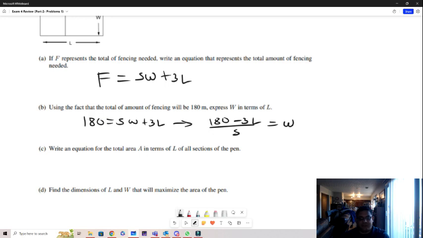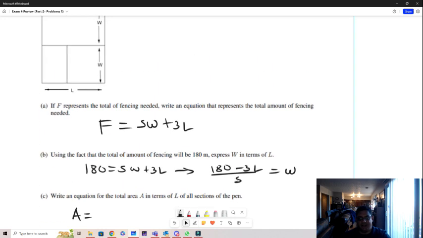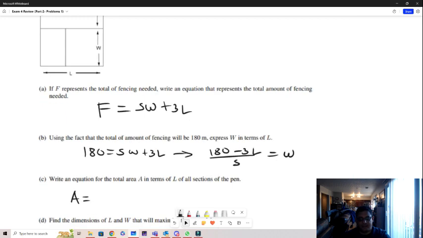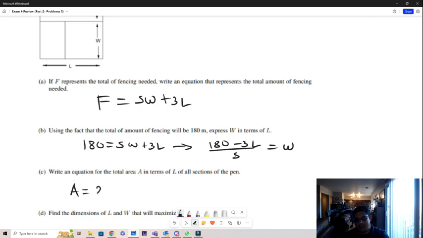Now it says write an equation for the total area A in terms of L only. So what is the area? Well, the area is base times height. The base is L. The height is 2 W's, so it's going to be twice W times L. But since we know that W is this, then we can write twice this times this.